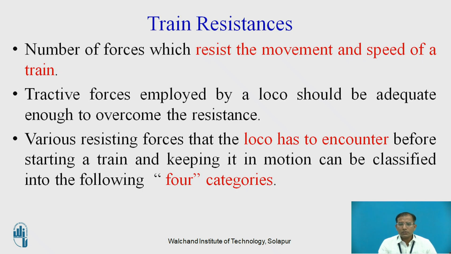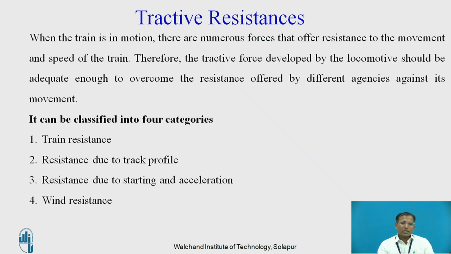When you are trying to fix the capacity of a locomotive, you should keep the train resistance in consideration. Otherwise, you cannot pull any load beyond, because the train resistance would be more than the power of the engine. So the capacity of an engine or locomotive should be more than the train resistances. These train resistances are classified into four categories: train resistances, resistance due to the track profile, resistance due to starting and acceleration, and wind resistances.